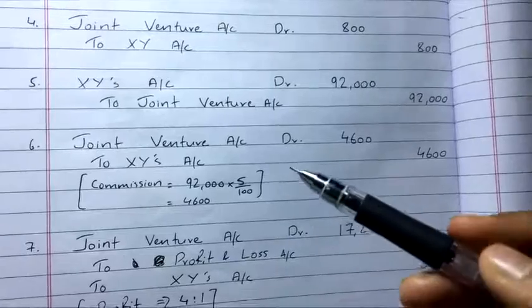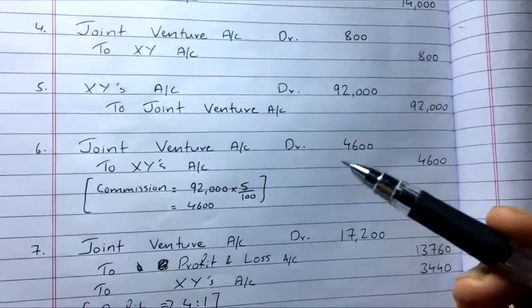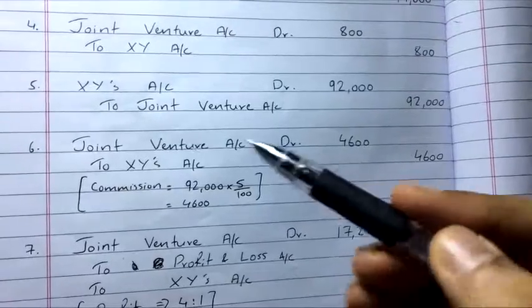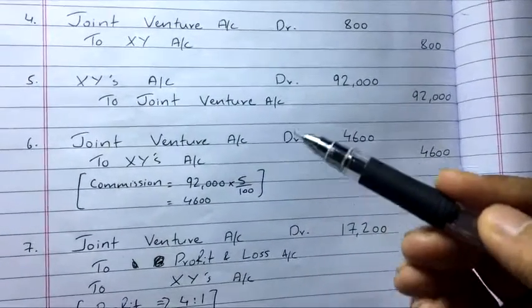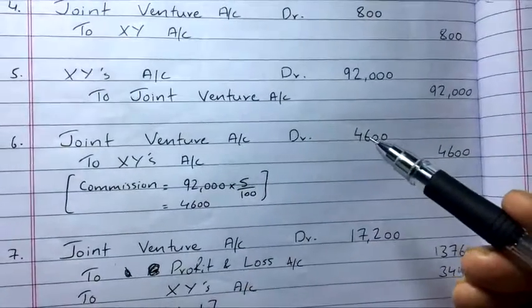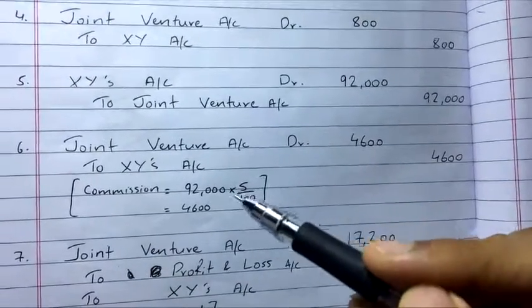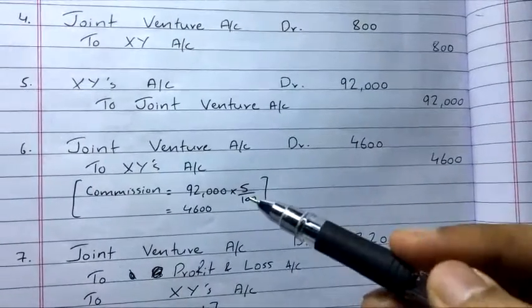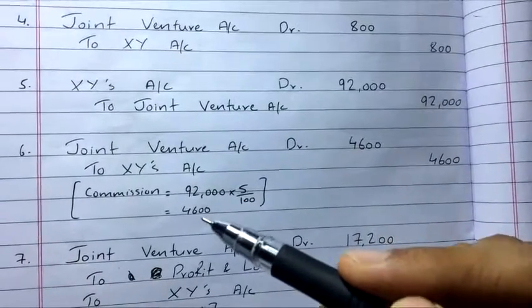And then this XY also got commission. Now that commission is an expense for joint venture, isn't it? Joint venture has to pay to XY, so expense is increasing. So whenever expense increases, you have to debit the joint venture account. 4,600 I've calculated, okay, on this 92,000 into 5%. It said in the question 5%, so 92,000 into 5%, which is equal to 4,600.